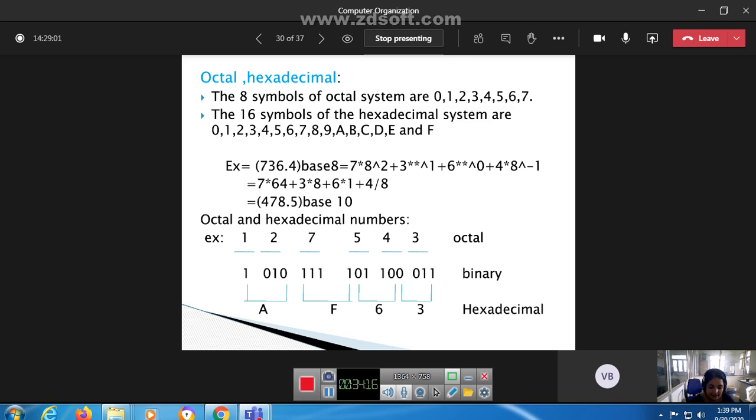For example, I am taking 736.4 in octal. 7 into 8 square plus 3 into 8 power 1 plus 6 into 8 power 0 plus 4 into 8 power minus 1. This can be represented like 478.5 base 10. This is the representation of the octal. Okay, next, this is the main example.